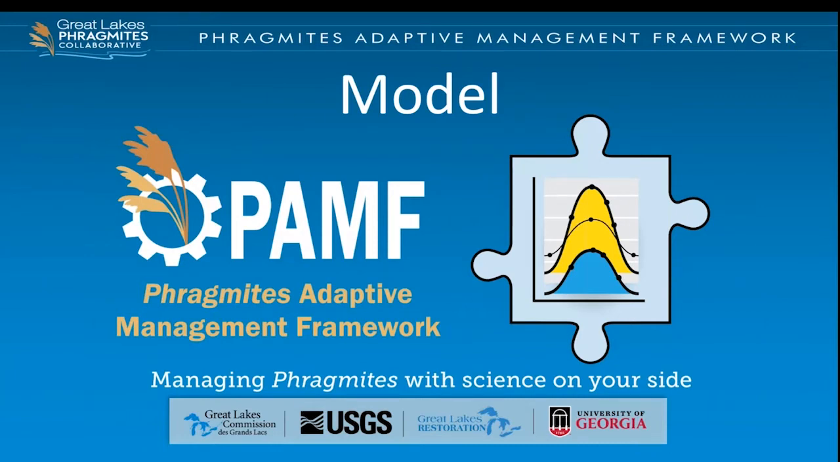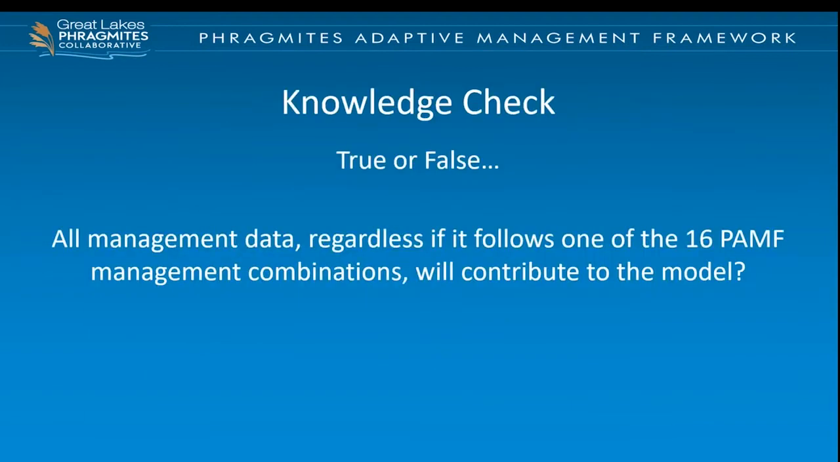And if you want to rewatch that, that is also available on the Great Lakes Phragmites Collaborative website, or also on the Web Hub as well. So before we take questions, we do have one knowledge check. So true or false, all management data, regardless of if it follows one of the 16 management combinations, will contribute to the model. Go ahead and type your answer into the chat box.